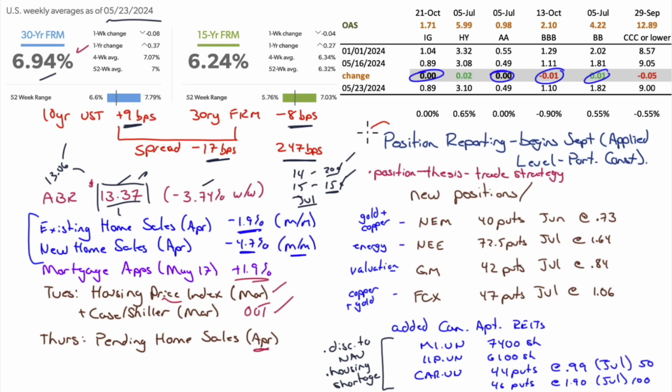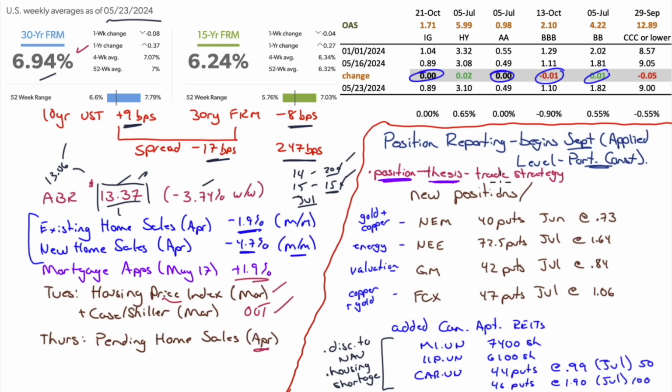Let's look at position reporting. This is sort of a look ahead. I'll put out a longer video on this one, but this is what I plan to do in the applied level starting in September. It'll be in the portfolio construction module. At the beginning of the week on a Sunday, I will lay out the position that I want to take. I will also lay out my thesis of why I want that position and my trade strategy, whether I'm selling out of the money puts, in the money puts, what delta I'm selling, how many, if I plan to sell more puts over time, or if I'm just going to buy something directly at a certain price.